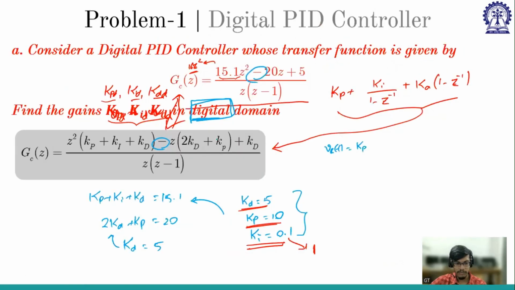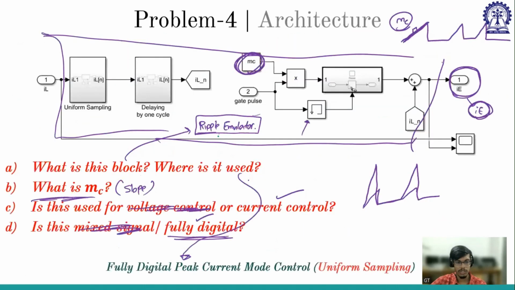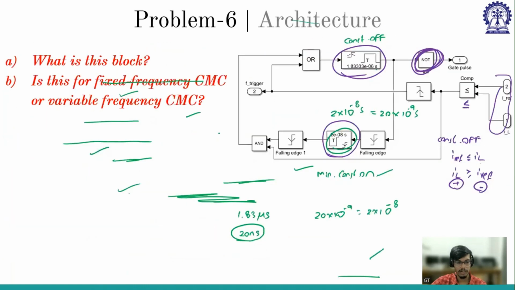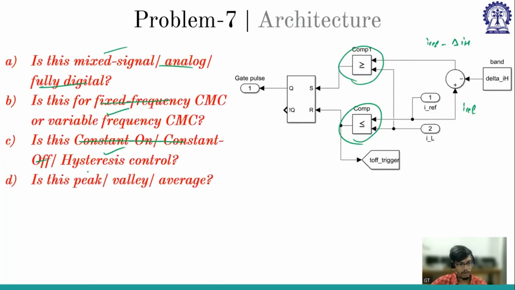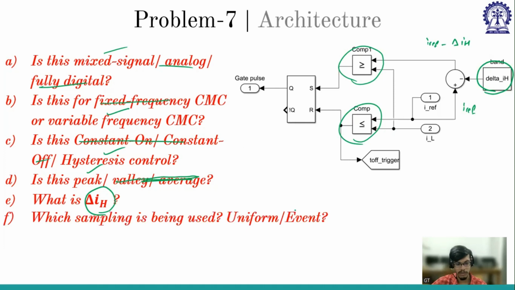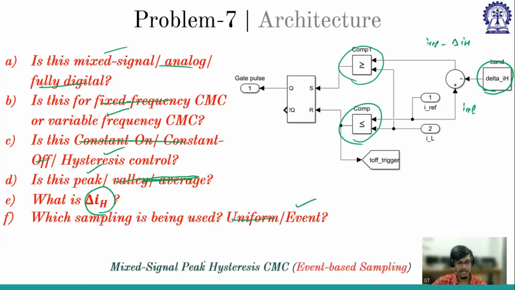Let me go back again to the question, problem 7. So this is peak because I reference is used as peak. And what is delta IH here? This is the delta IH. Delta IH is the ripple of the inductor current that we are trying to maintain. And with sampling, since it is variable frequency, event-based sampling. So it is mixed signal, peak, hysteresis, current mode control with event-based sampling.